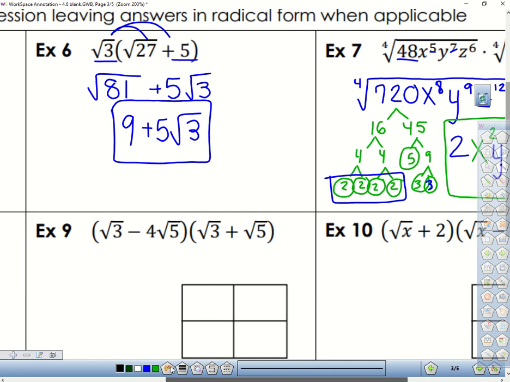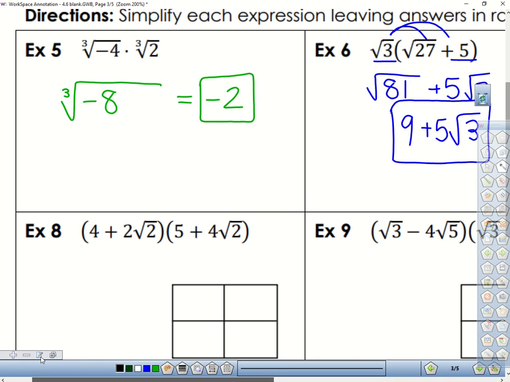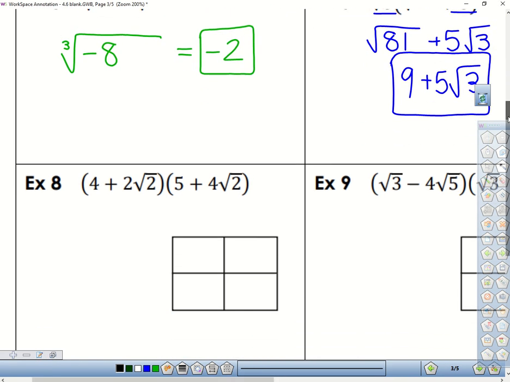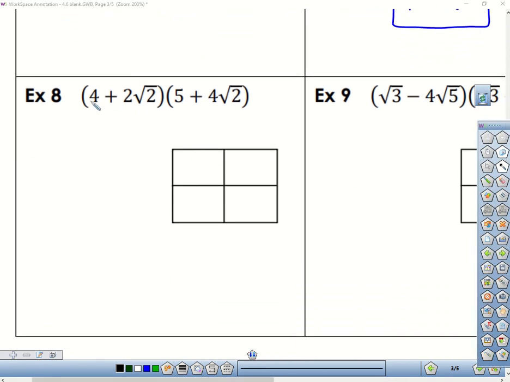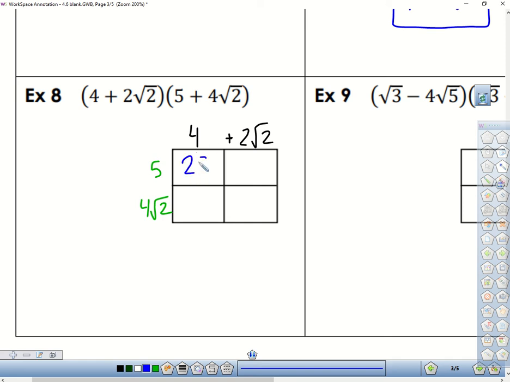Alright. So let's move into these problems. So number 8, we're going to multiply these together where it's the sum of a number and a mixed radical number. So the easiest way to do this is just to use the area model. You're going to put one of them on one side of the box and one of them on the other side of the box. And then you're just going to multiply the corners. So this comes out to be 5 times 4, which is 20. 4 times 4 radical 2. Anyone know what that is?